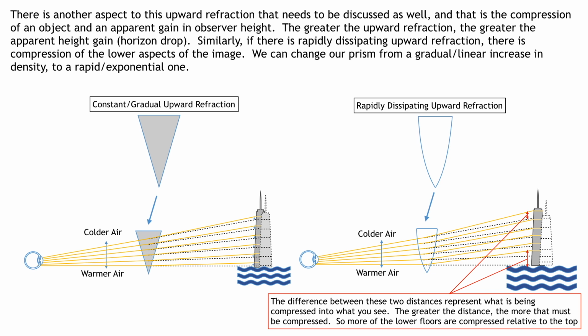So those two red arrows, the red arrow along the bottom is a lot longer than the red arrow along the top, between how far that dotted line has traveled to create that new image. And so in effect what you end up seeing is a compression of the lower aspects of the buildings, and or an expansion of the buildings along the top relative to them. So the difference between these two distances represents what is being compressed into what you see. Again, the difference between the incident ray in yellow and the black dotted line. The greater the distance, the more that must be compressed into that space. So more of the lower floors are compressed relative to the top.